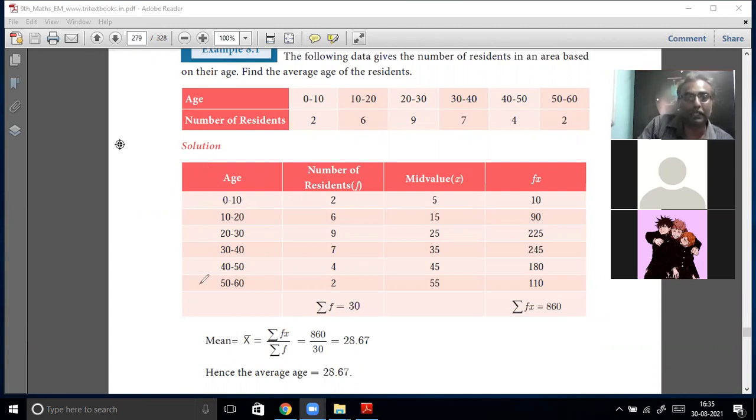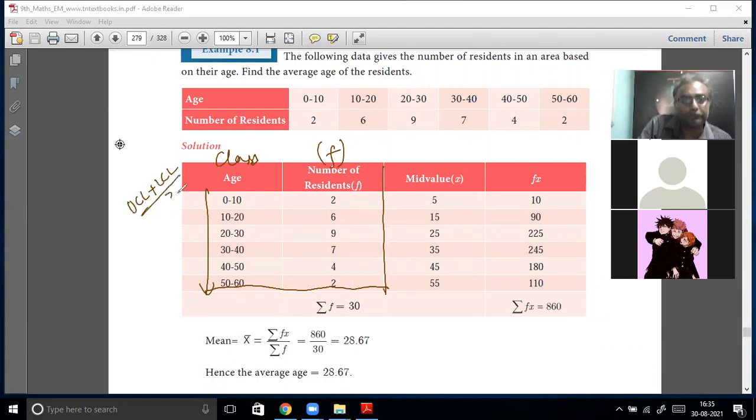So this is the class. Okay, then frequency. This is f, the number of residents you have put. Both of these you got from the data already. Nothing big about it. Now you have to find the mid value. That is (UCL plus LCL) by 2. 0 plus 10 by 2 is equal to 5. The same way, 20 plus 10 by 2 is 15. 20 plus 30, 50 by 2 is 25. You understand, like that you do.